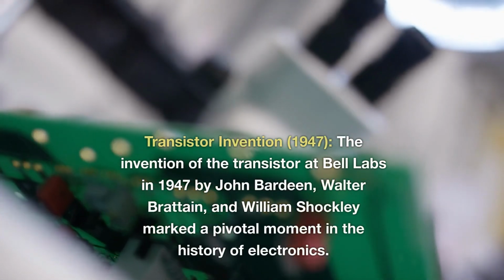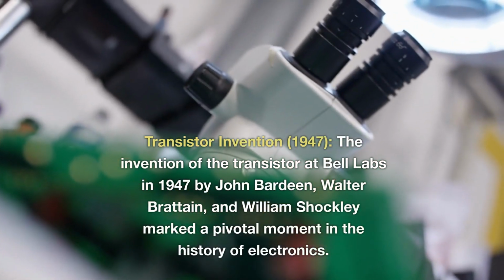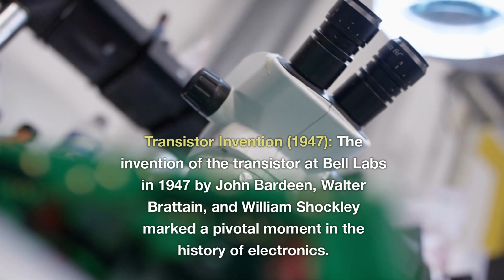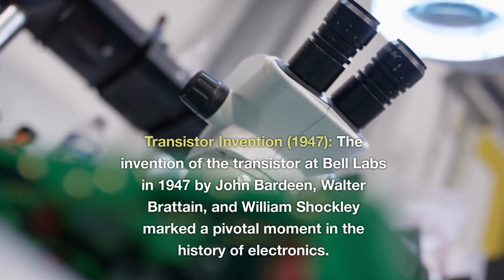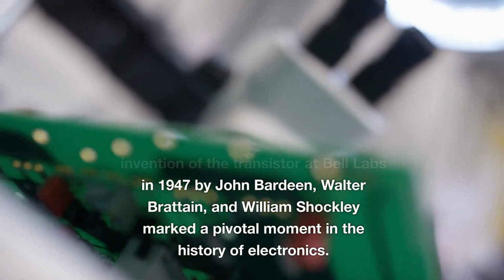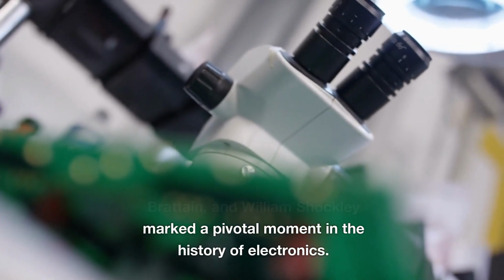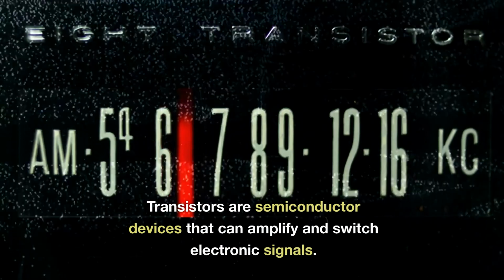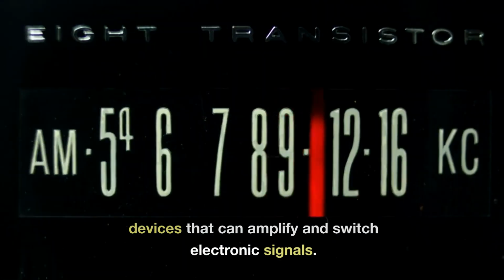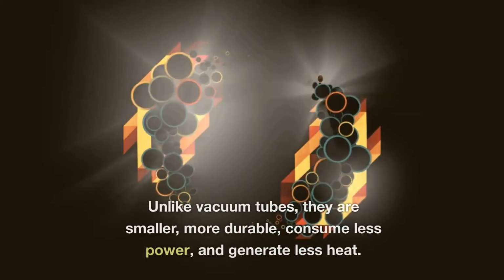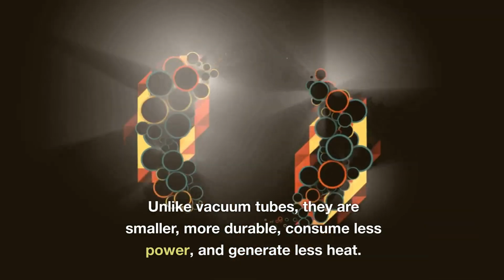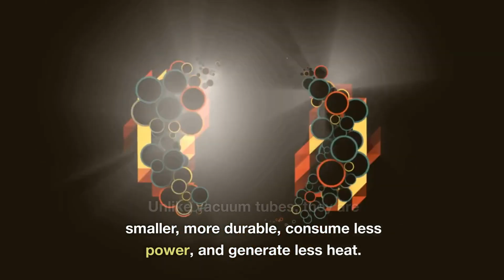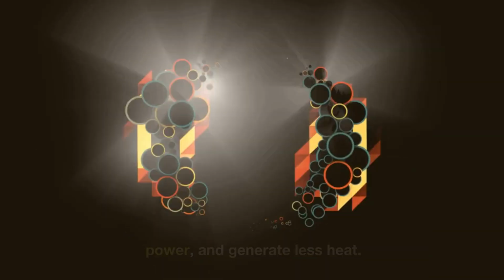Transistor invention, 1947. The invention of the transistor at Bell Labs in 1947 by John Bardeen, Walter Brattain, and William Shockley marked a pivotal moment in the history of electronics. Transistors are semiconductor devices that can amplify and switch electronic signals. Unlike vacuum tubes, they are smaller, more durable, consume less power, and generate less heat.